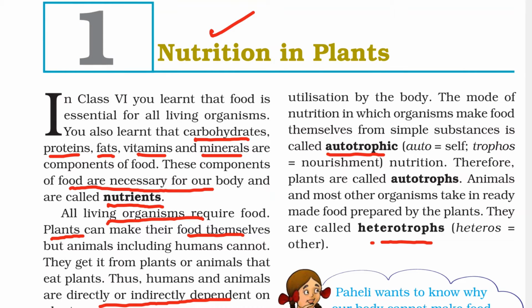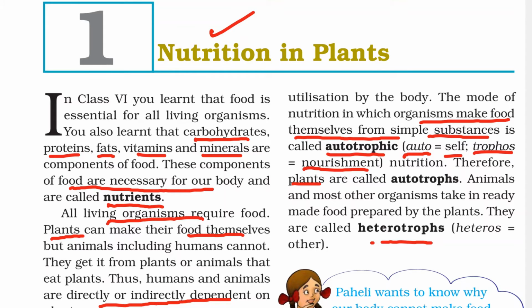Let's see what is autotrophic mode of nutrition. The word autotroph can be split into two parts. Auto means self, trophos means nourishment. So the organisms which can make their own food by themselves using simple substances are called autotrophs. And such mode of nutrition is called autotrophic mode of nutrition. Examples for autotrophs are plants.